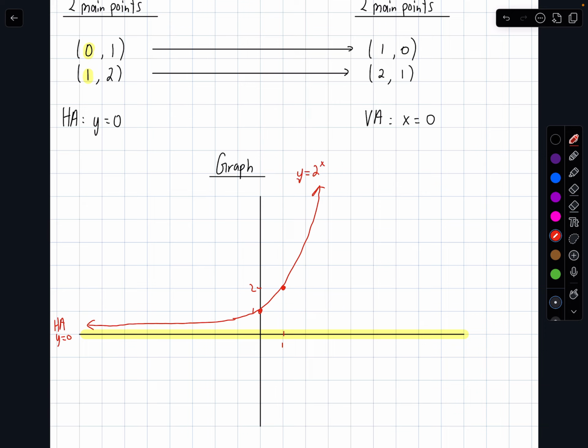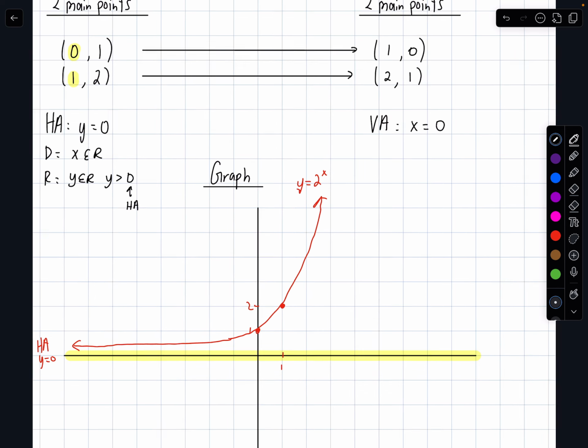Now, while we're here, we might as well find the domain and range. The domain of this function is x is an element of the reals, because it keeps going all the way left and all the way right. The range is y is an element of the reals, where y is greater than the horizontal asymptote, which is 0. For exponential functions, you're always going to have x as an element of the reals. It's just the range that changes depending on if the horizontal asymptote was shifted up or down. We'll get to those transformations later, but this is just the general concept.